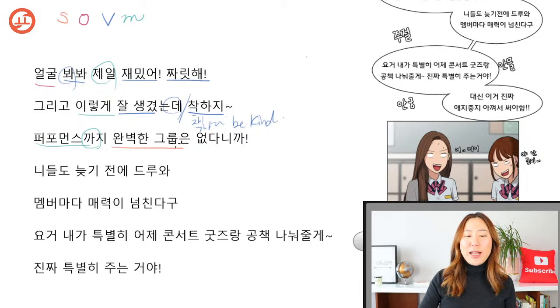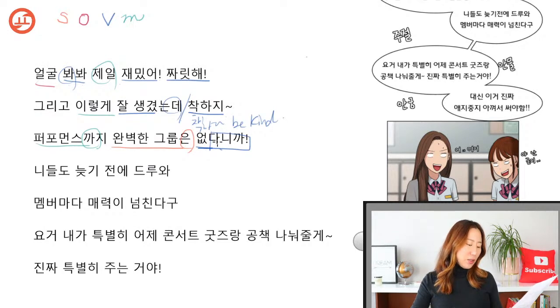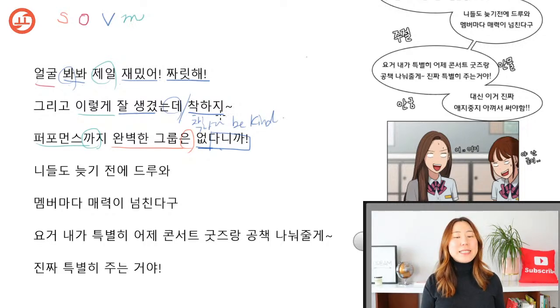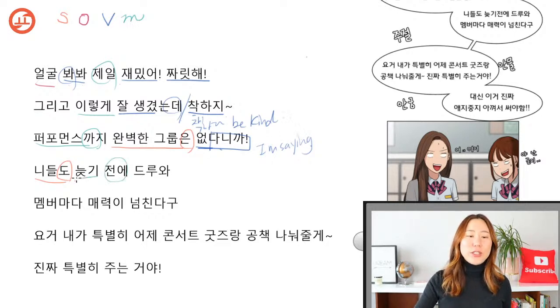Perfect group. Like idol group. 없다니까. 없다. There is no perfect group, even the performance. 다니까 is also, I think, let me check. Oh, it's the next page. I'm saying there is no such thing as a perfect group, maybe. Even the performance. 니들도, you guys also, 늦기 전에, before it's too late.